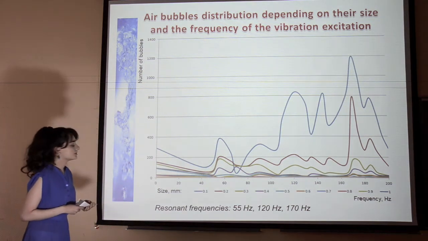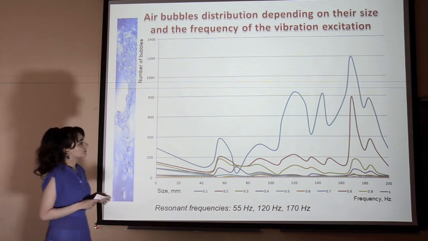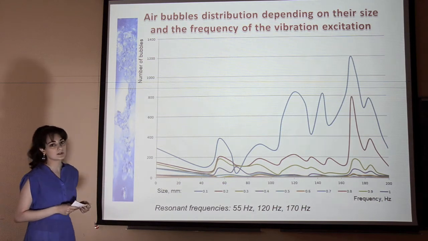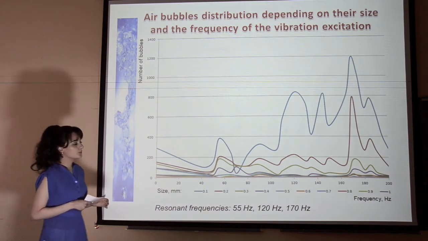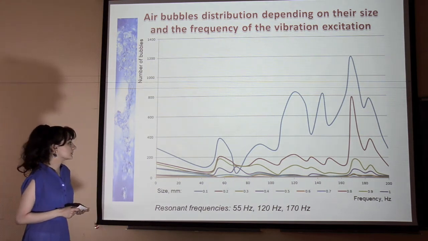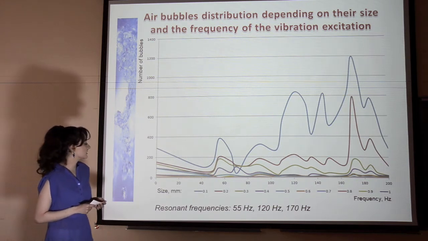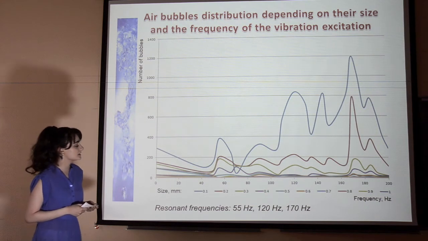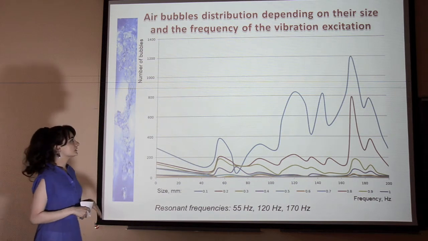Each curve is related to a particular diameter of air bubble and is marked by its own color. For example, the blue one is related to air bubbles of 0.1 millimeters in diameter, whereas the red one is related to those of 0.2 millimeters in diameter. So you can see that these lines are collinear, and we can detect 3 resonant frequencies that are 55, 120 and 170 Hz.